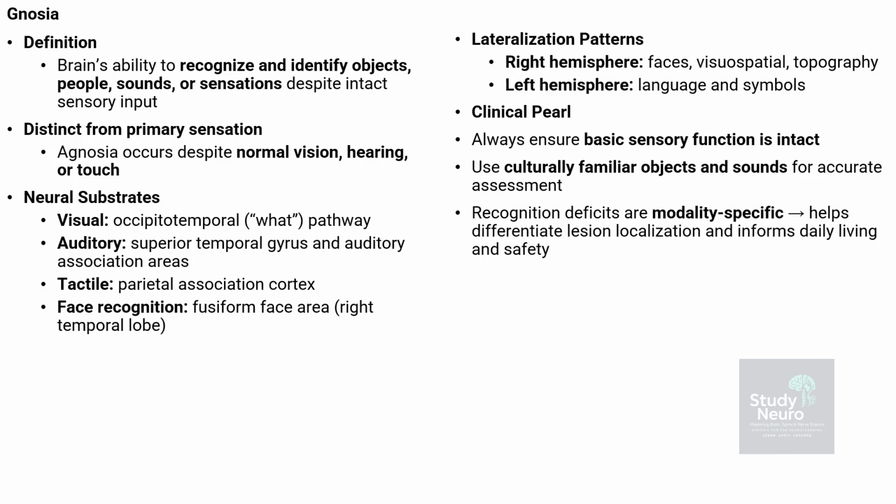Gnosia is the brain's ability to recognize objects, people, sounds, or sensations despite intact sensory input. Patients with agnosia can see, hear, or feel normally, but cannot interpret what they perceive. Visual recognition relies on the occipitotemporal pathway, auditory on the superior temporal gyrus, tactile on parietal association cortex, and face recognition on the fusiform face area of the right temporal lobe.